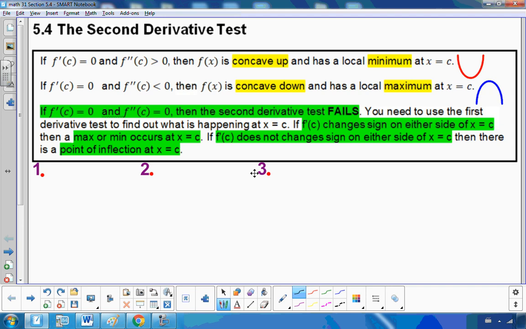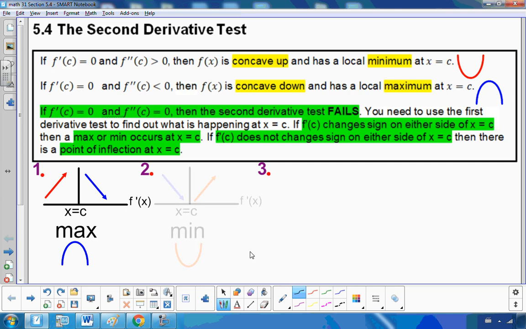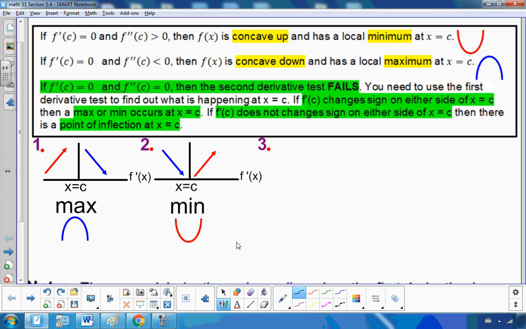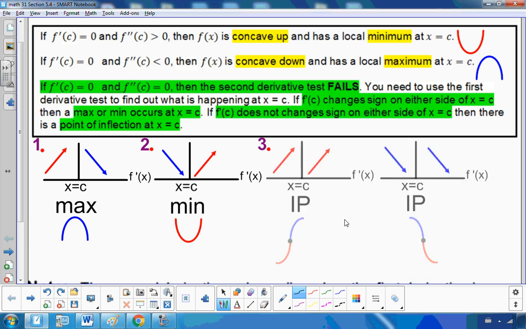A couple of things can happen. First, the first derivative can change sign. Let's say it was increasing on the left and decreasing on the right, in that case I would have a maximum. Or I could be decreasing on the left and increasing on the right, and in that case I would have a minimum. The third thing that could happen is I don't have a sign change, and in that case I am going to have a point of inflection.